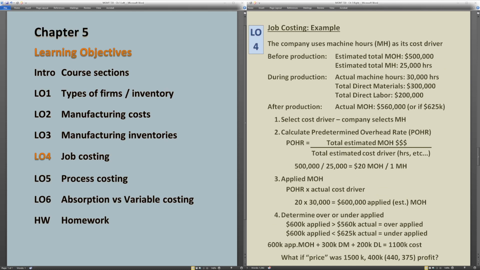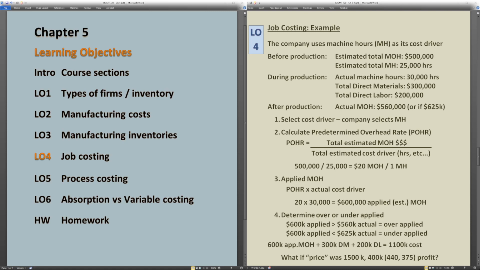So we have a company that has selected machine hours as its cost driver. And most of our questions at this level will be that the question has already selected what the cost driver is for you. Now, what most questions do not do is use this before production, during production, and after production framing. What they'll do is just give you these estimates, the actuals, etc.